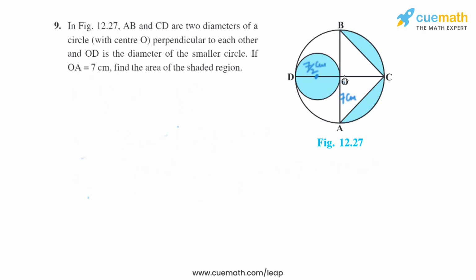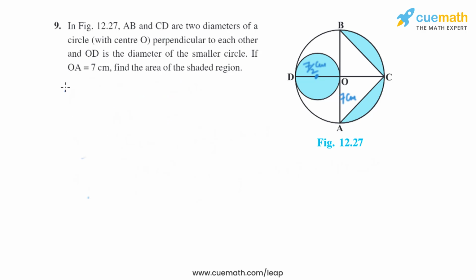So it is given in the question that OA, which is the same as the radius of the bigger circle, is 7 cm, and OD is also the radius of the bigger circle, which is 7 cm, and it is also the diameter of the smaller circle. So its radius will be 7 by 2 cm, and we can find AB, the diameter of the bigger circle, which is 7 plus 7, which is 14, and we can also find OC, that is the radius, which is 7 cm. So we have OC, that is 7 cm, and AB, that is 14 cm.